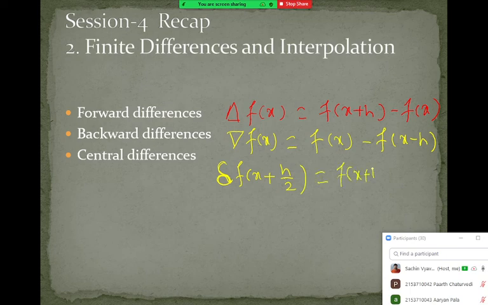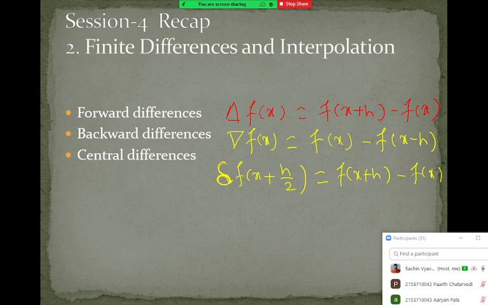Correct, delta f of x plus h by 2, and then it is the same as the forward difference, f(x plus h) minus f(x), because we are subtracting the functional value at x plus h with the functional value at x. So that difference exists at the center of that interval. The interval is x to x plus h, and in that interval the center is x plus h by 2. That is the central difference.